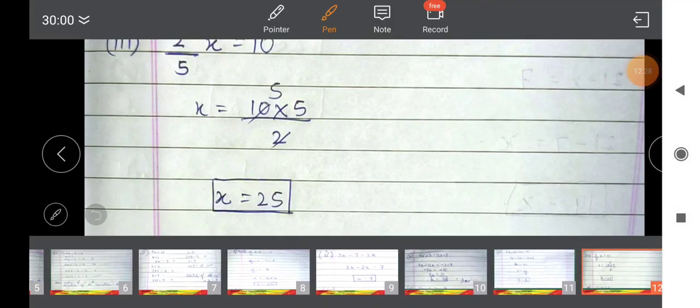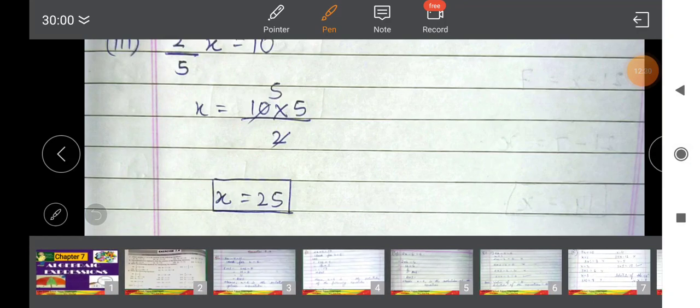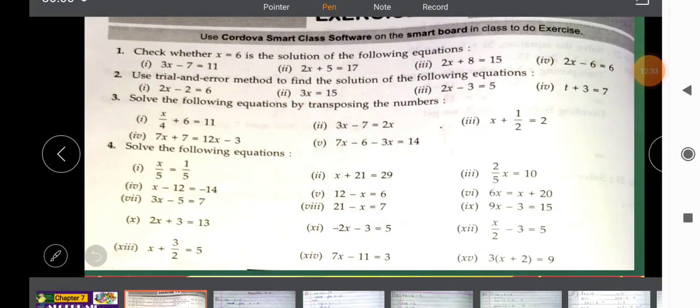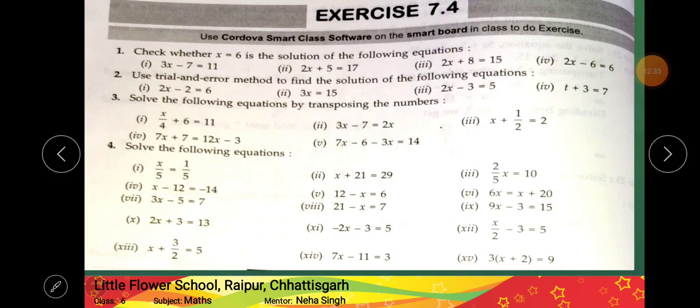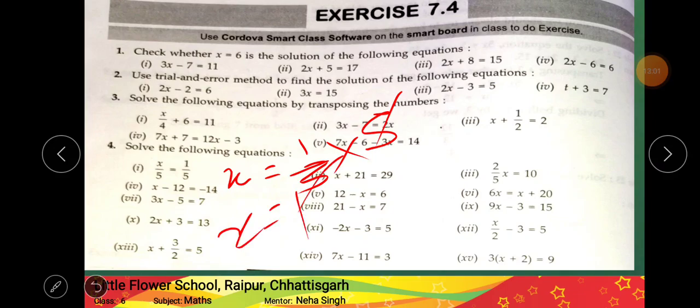Now coming to the next question, that is the fourth question. Solve the following equations, right? This is also the same, we'll have to transpose and solve. See, here 5 is in division, right? First we'll write the equation, then 5 is in division. So what will be the next step? x equals 1 by 5 into this 5, it will go into multiplication. 5 and 5 cancelled, value of x is 1.